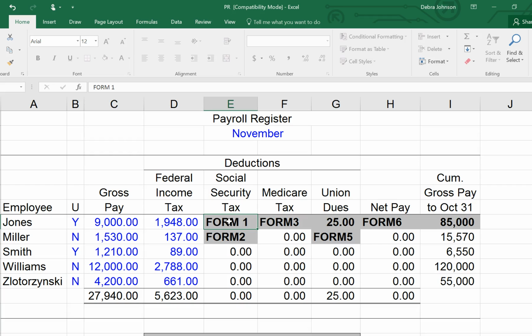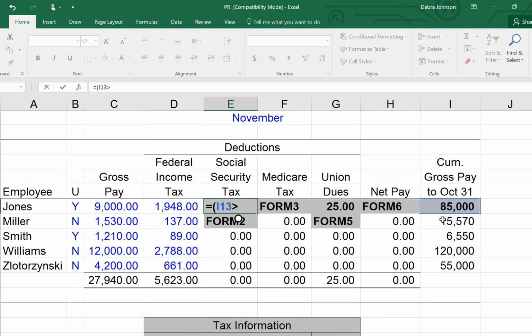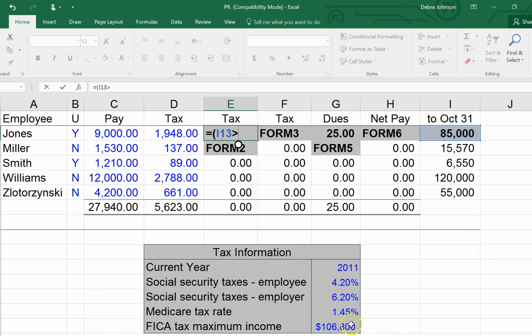So let's take a stab at Social Security. Our first scenario is going to be to test if the worker's cumulative gross pay is greater than the maximum, down here in cell G26, where the max was 106,800. If that's true, then the tax is 0. If it's not true, then we're going to go on to see if this payroll pushes him over the maximum.